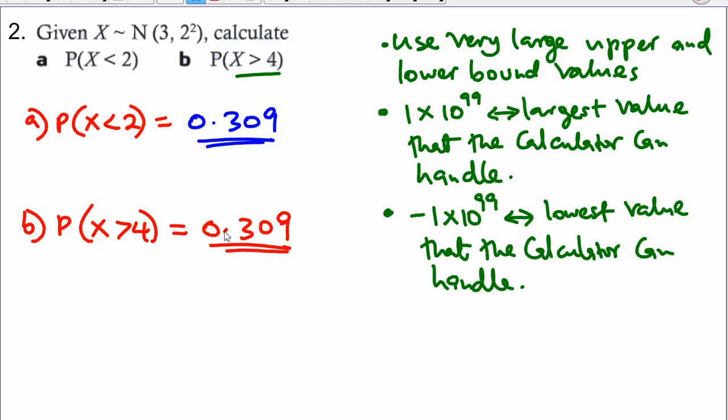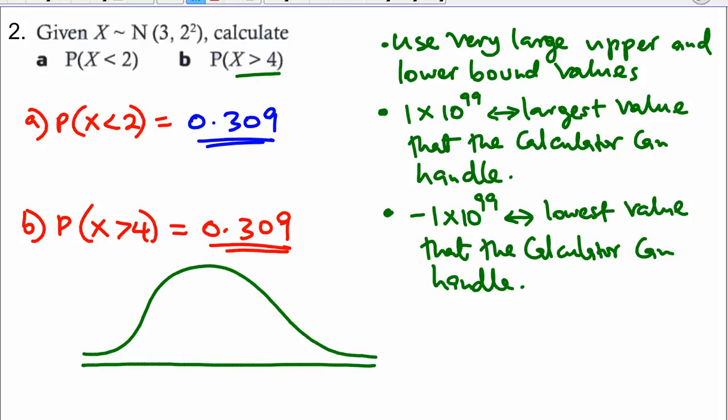Out of curiosity, you may wonder, why are these two answers the same? Well, if you look at the normal curve, suppose this is the normal curve, and using symmetry, our mean is 3. Let's see, 2 is somewhere here.